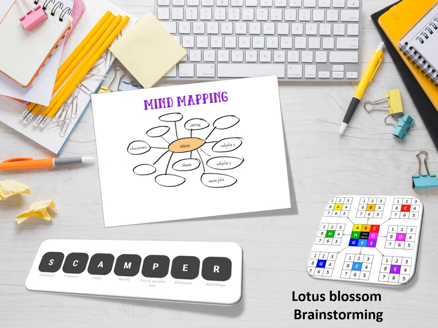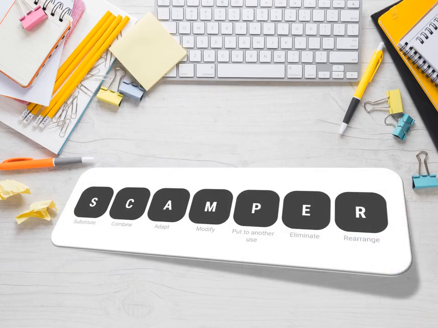You can download the PowerPoint presentation for each tool on the website. For this phase, we are going to focus on the Scamper tool. Created by Bob Eberly and based on the ideas of Alex Osborne, Scamper is a checklist that helps you to think of changes you can make to an existing product to create a new one. You can use these changes either as direct suggestions or as starting points for lateral thinking.